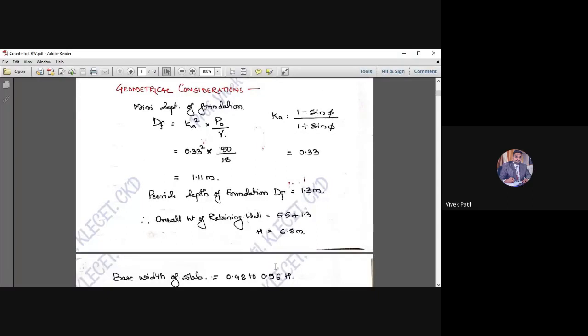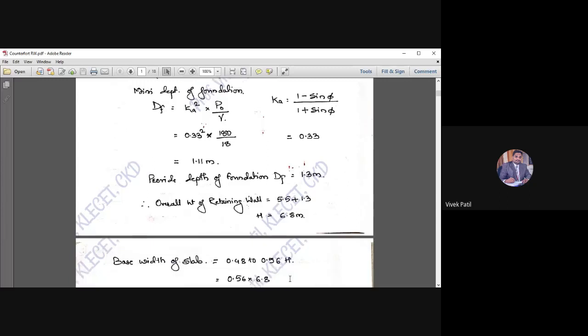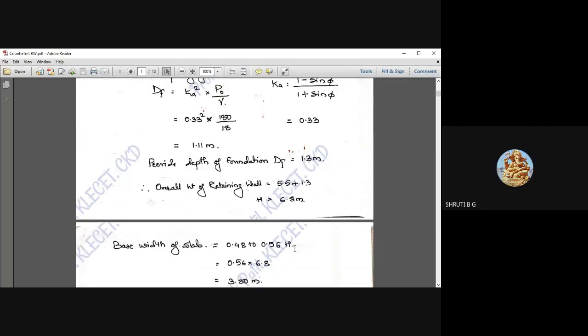Then width of base slab. The width of base slab is to be taken between 0.48 to 0.56 h. We will take the maximum value so that the remaining checks will be satisfied. So 0.56 into 6.8. Just check what the width of slab is. 3.8. 0.56 into 6.8 is 3.808.